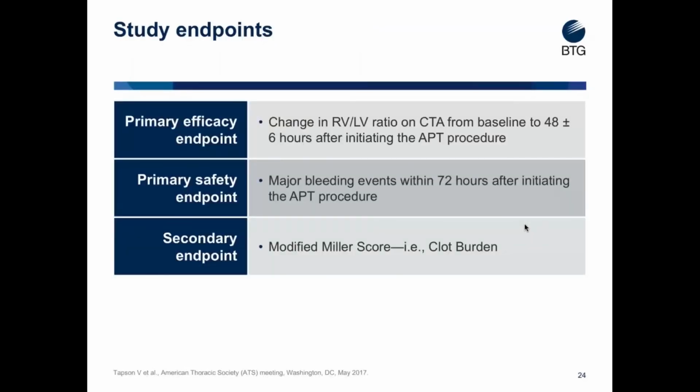Now, there was primary efficacy, primary safety, and secondary endpoints. The efficacy endpoint was a change in RV-LV ratio, again, very similar by design to Seattle 2. The primary safety endpoint was, again, similar to Seattle 2, major bleeding within 72 hours. And then the secondary endpoint was a modified Miller score, which is a CT-derived score on clot burden and also clot resolution, which gave us some quantitative information on clot removal with these different cohorts.